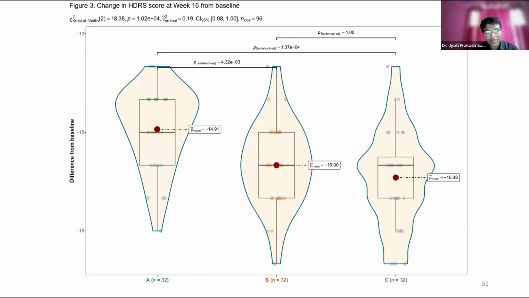This is the same diagram, box, violin and jitter plot, showing the difference in HDRS from the baseline. We can see the median value as well as the mean value, along with the post-hoc correction through the Bonferroni test. The Kruskal-Wallis test, the p-value, and here the mean and median values, the data distribution pattern through the violin plot, the box and whisker plot, the individual jitter plots, individual data points.